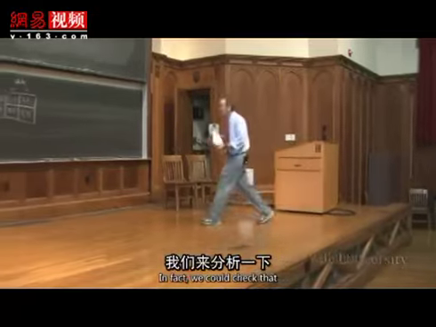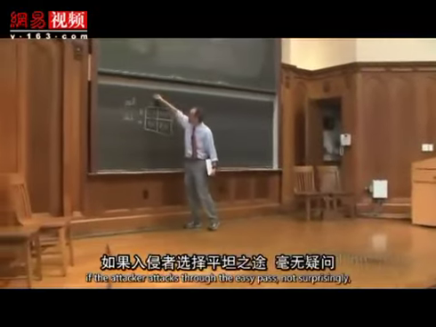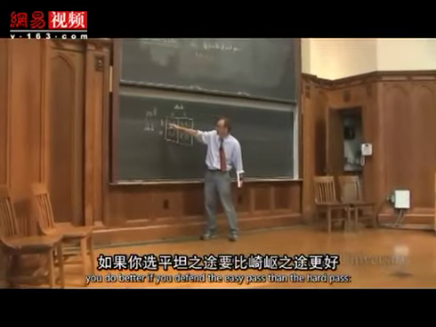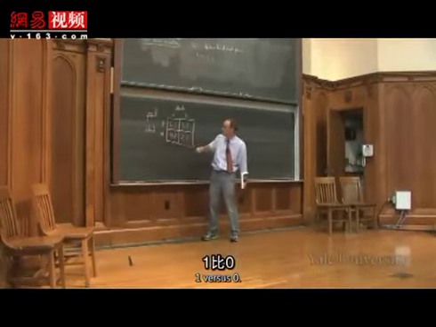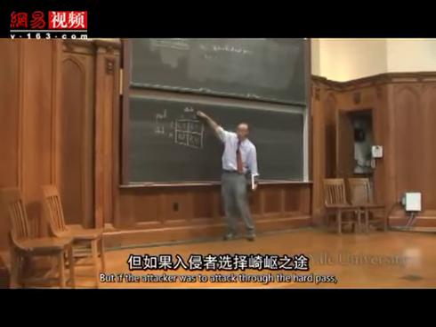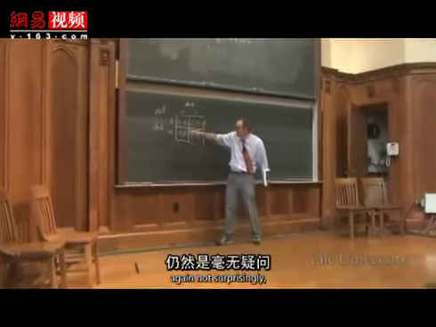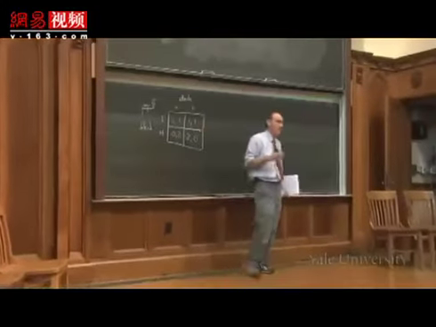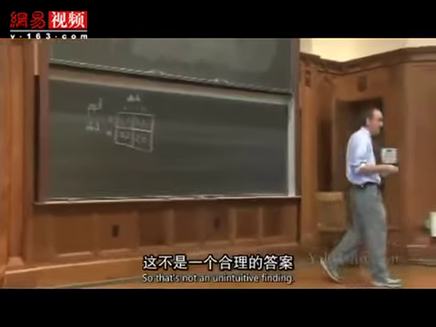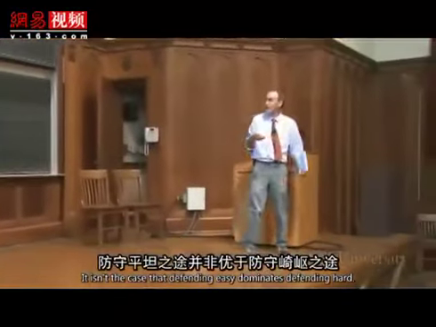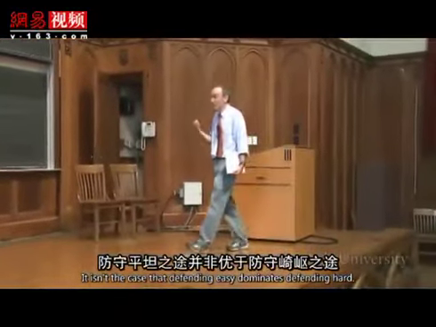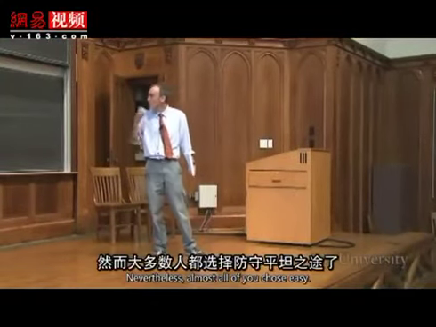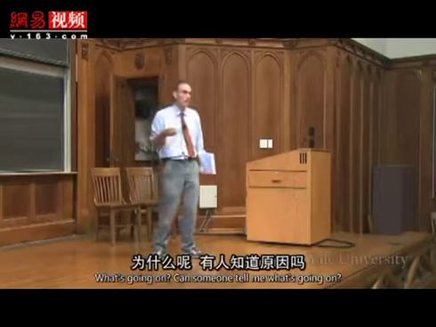In fact, we can check that if the attacker attacks through the easy pass, not surprisingly, you do better if you defend the easy pass than the hard pass, 1 versus 0. But if the attacker was to attack through the hard pass, again, not surprisingly, you do better if you defend the hard pass than the easy pass. All right, so that's not an unintuitive finding. It isn't the case that defending easy dominates defending hard. You just want to match with the attacker. Nevertheless, almost all of you chose easy. What's going on? Can someone tell me what's going on?